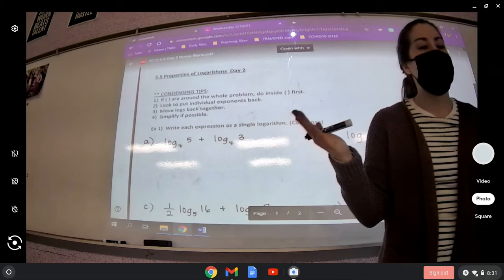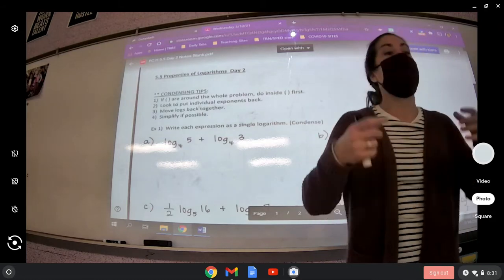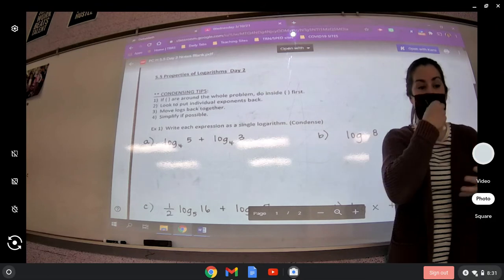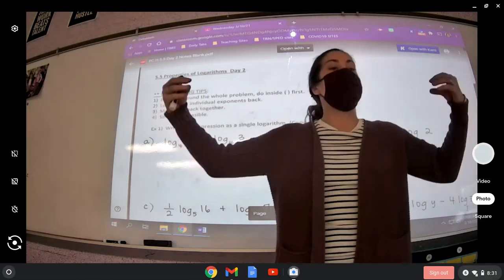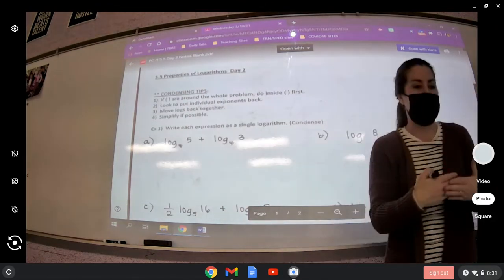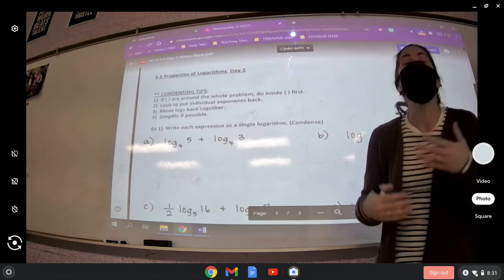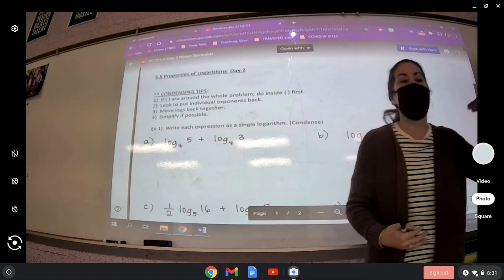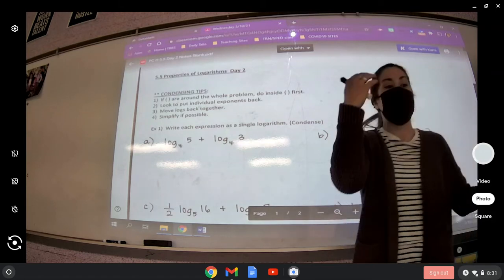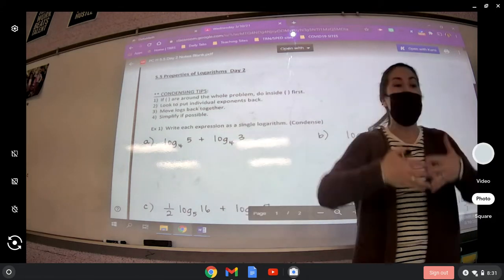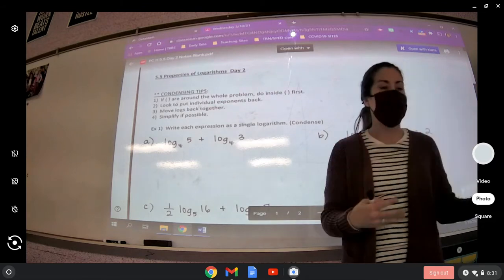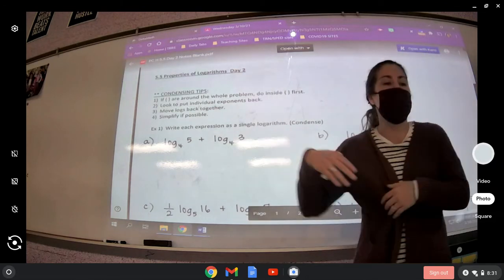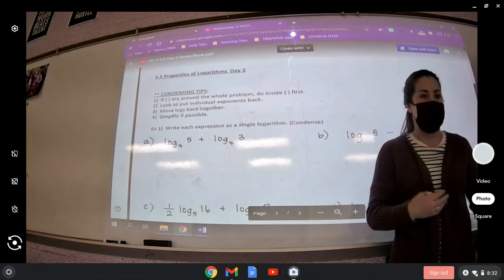Now we're technically using the properties in reverse. If they are separated by addition, we can put them back together using multiplication. If they are separated by subtraction, we can put them back together using division, okay? And again, this only applies to logs that have the same base. If it was a base 2 log being added with a base 3 log, we would never put them back together. It only applies to same base logarithms, which all of them are here, but in the future, don't think you can do this with any base log.